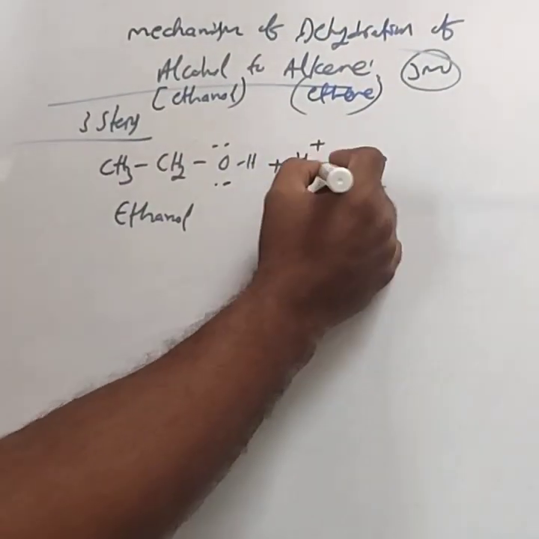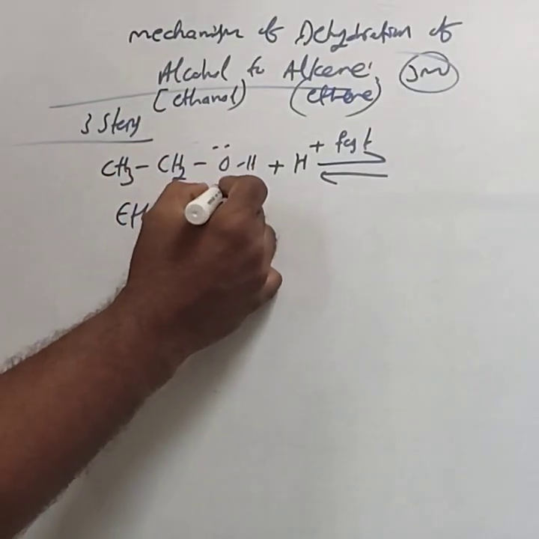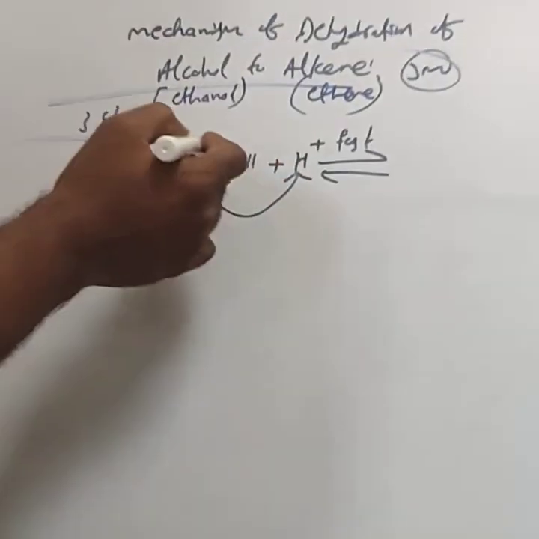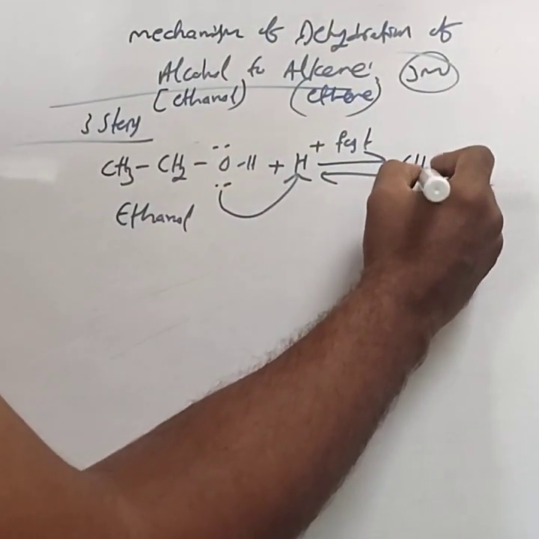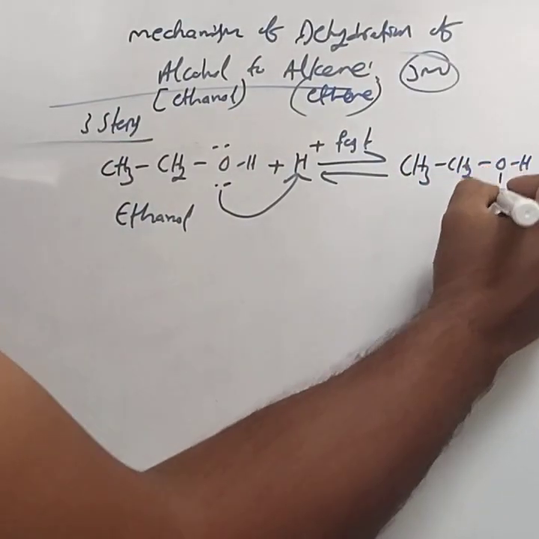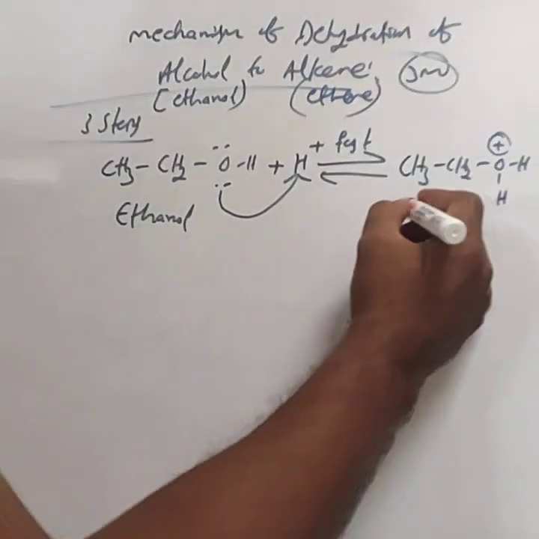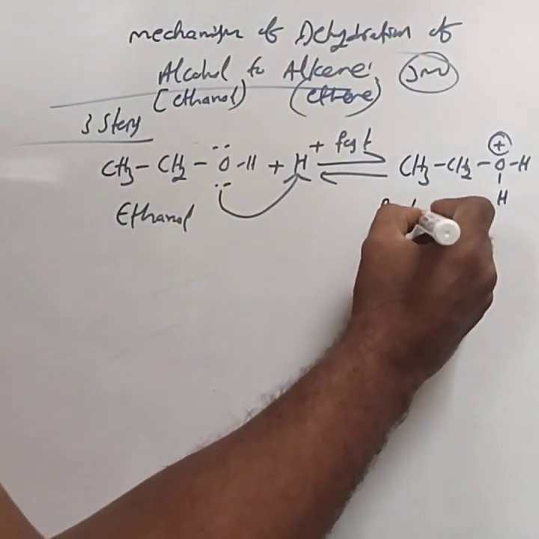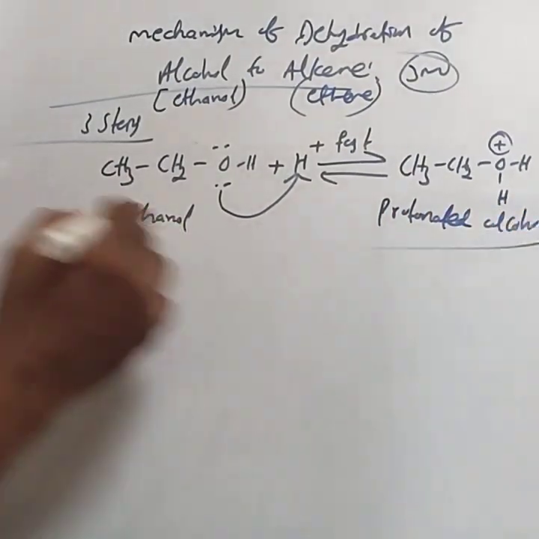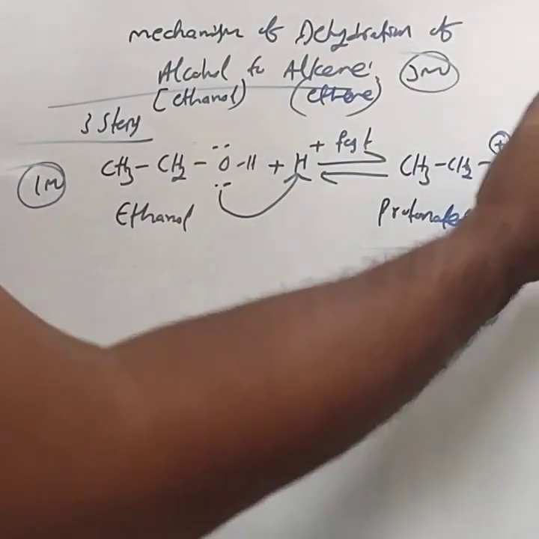This step is reversible. This is fast. By using this lone pair, the proton gets bonded to the OH, resulting in the formation of CH3CH2OH2+. This is called a protonated alcohol. This step carries 1 mark. The charge on the protonated alcohol is very important.